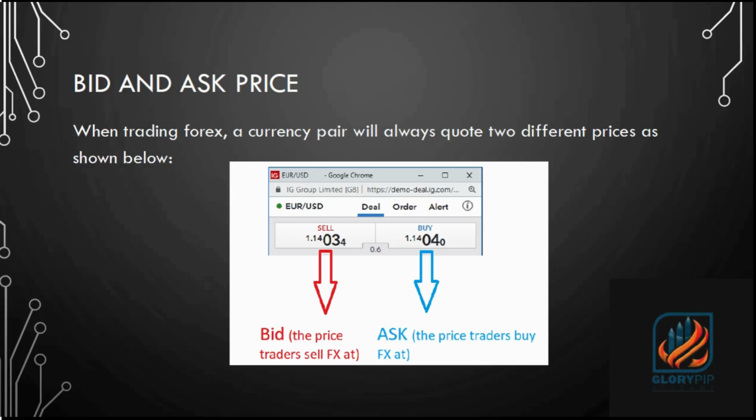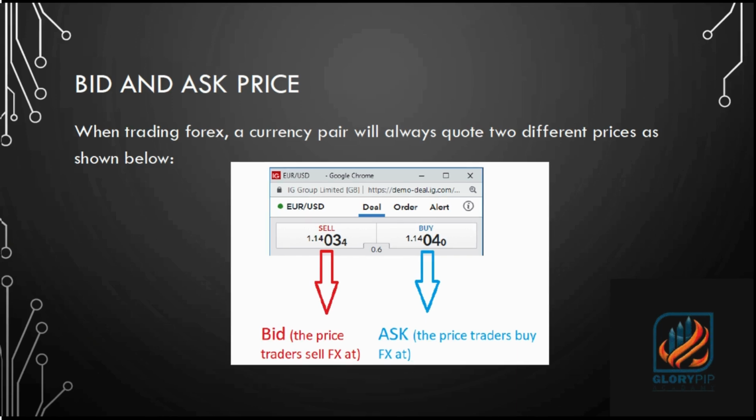So let's talk about bid and ask price, also spread and profit. The bid price is the price at which you can sell a currency pair. It's also the price the market or broker is willing to pay you if you are selling. What is the ask price? The ask price is the price at which you can buy the currency pair. It's the price the market or the broker is asking from you to make a purchase.